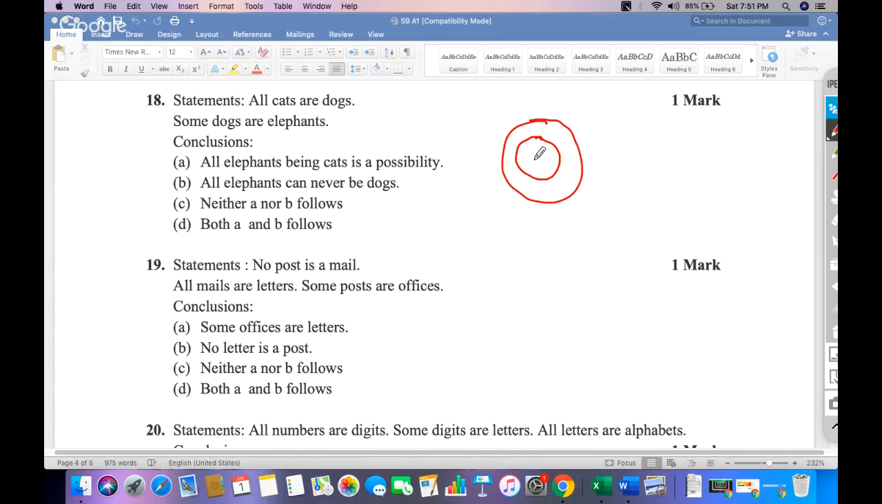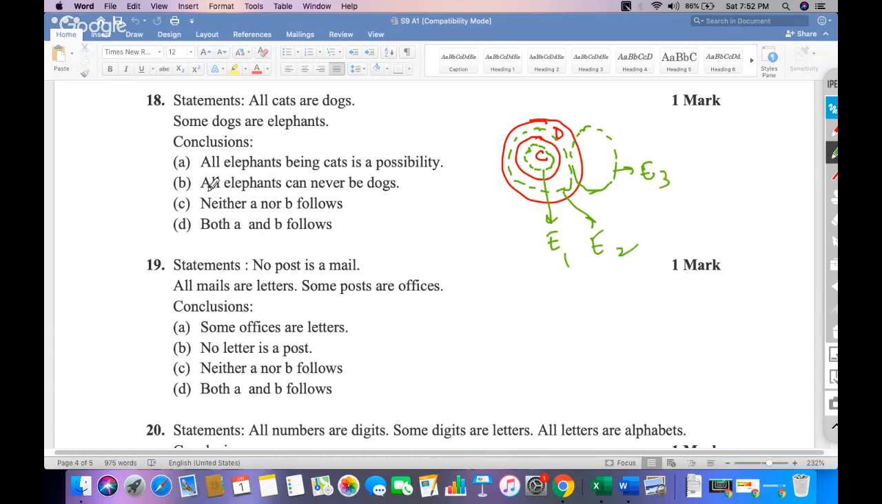So this one is cat and this one is dog. And some dogs are elephant. Some dogs are elephant has different connotations. One can be like this. So this will also say that some dogs are elephant. Some dogs are elephant means if I draw a circle here of elephant, so this would be elephant. I can draw elephant here also. This is the third case. So elephant can be here also. 1, 2, 3 cases I have drawn.